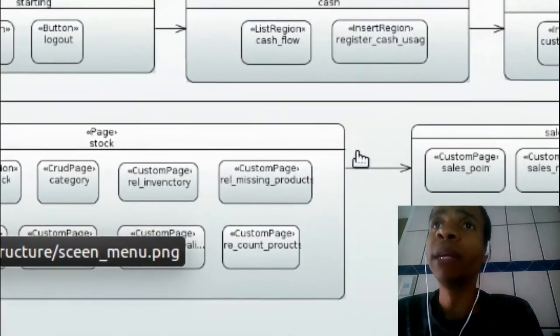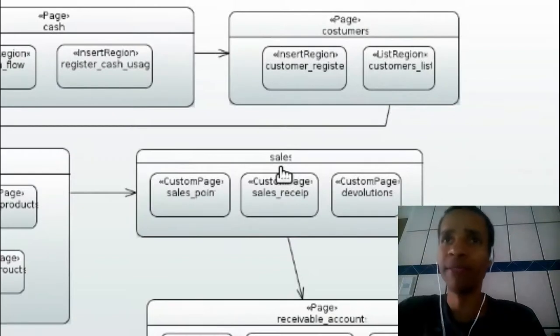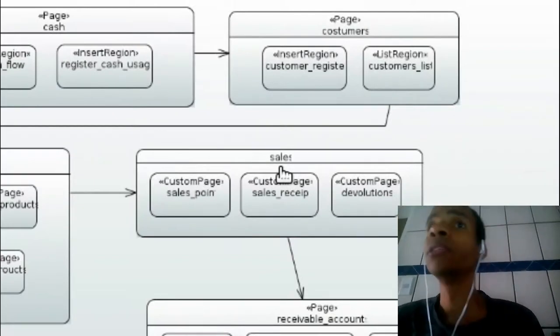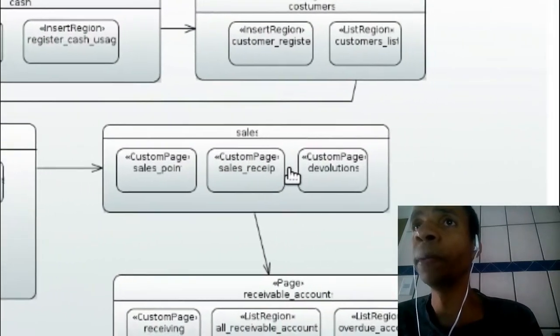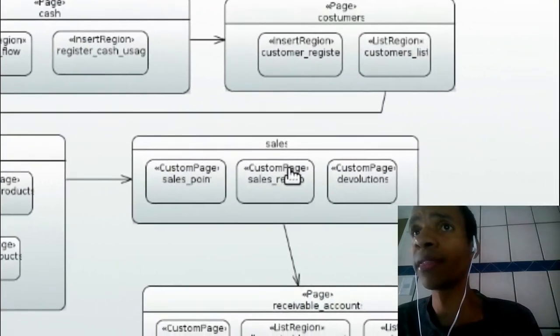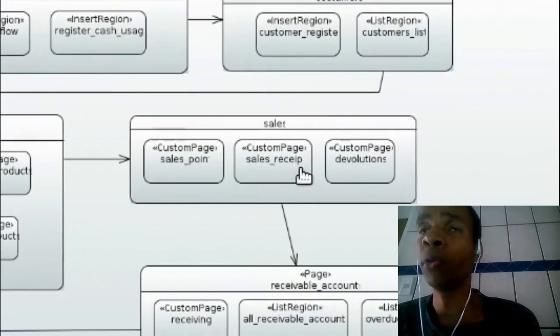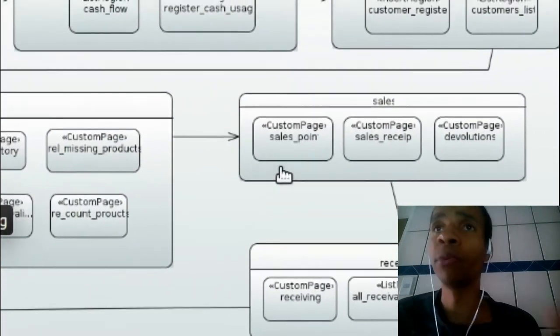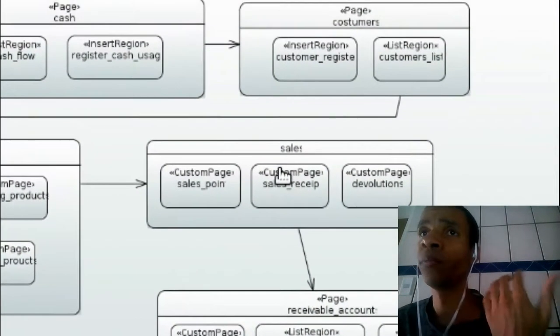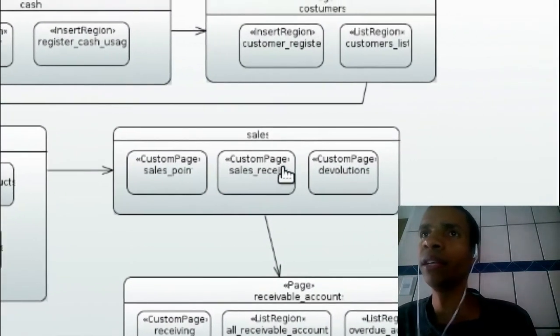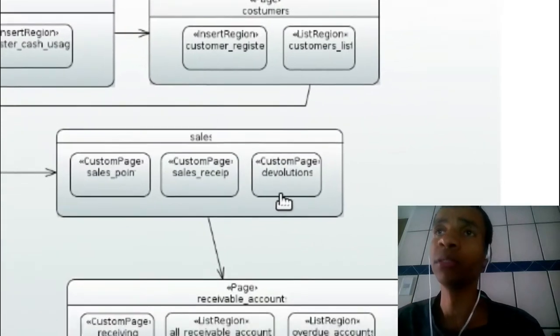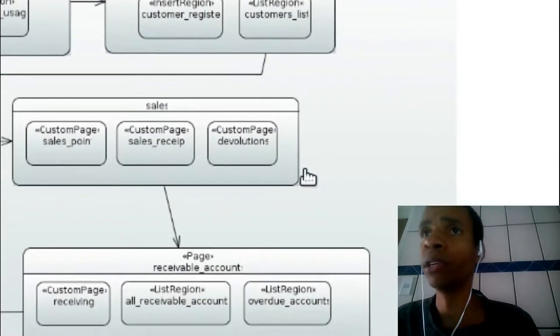Let's see, when I publish the code, you also have this. But I'm just showing this. Sales points, you receive, so it's just a custom page. All these things here are processes. Okay, so I have a process for starting the sale. I have a process for taking this receipt, and I have a process for devolutions.